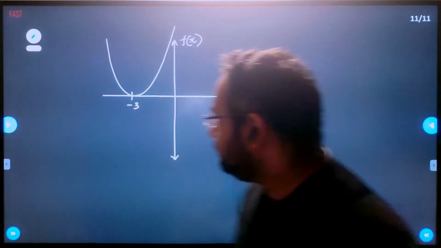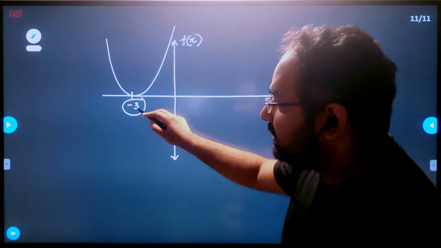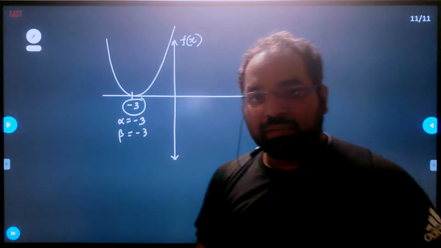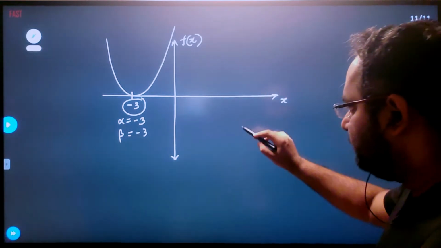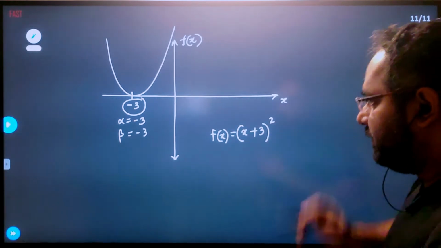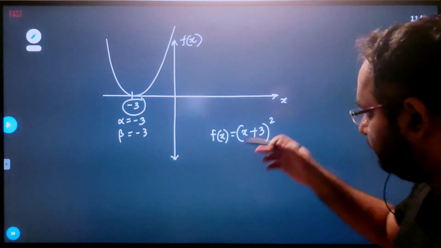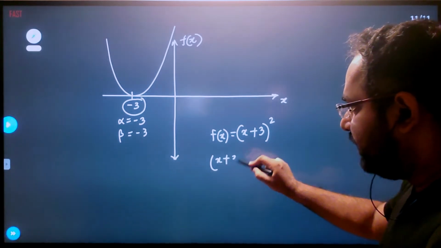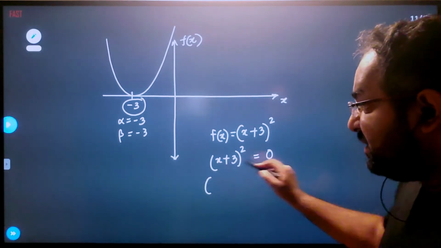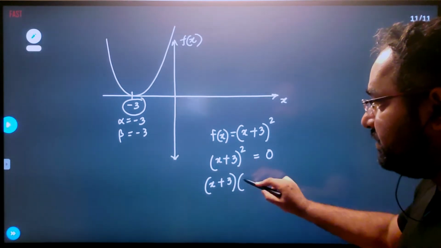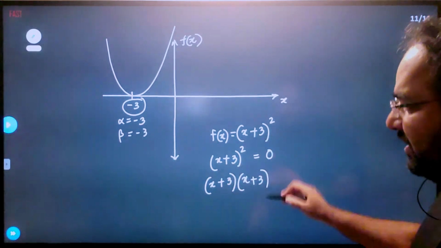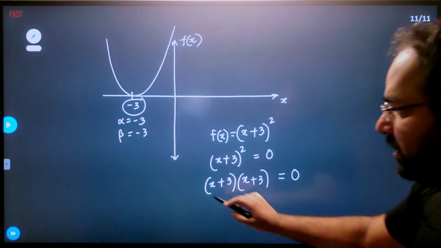Why not? Here, you see a minus 3, it means alpha is also minus 3 and beta is also minus 3. I'll tell you what this polynomial is going to be. If I have f of x equal to x plus 3 the whole square. Okay? What am I going to write? If I have to find the zeros of the polynomial, x plus 3 the whole square is equal to 0. X plus 3 the whole square I can write as x plus 3 into x plus 3, because a square is a into a. So x plus 3 whole square is x plus 3 into x plus 3. And I say this is equal to 0.